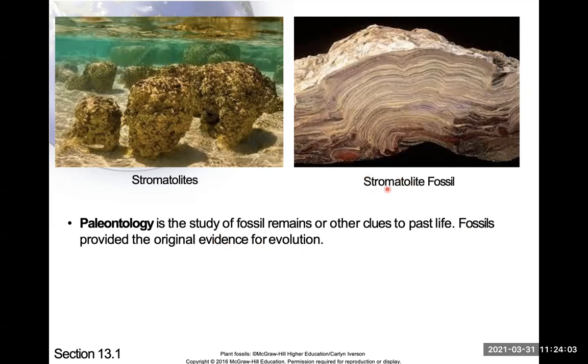So stromatolite, please highlight this. I will ask you this on the exam, and I might ask you how far back can you go with this fossil? That's 3.8 billion years.